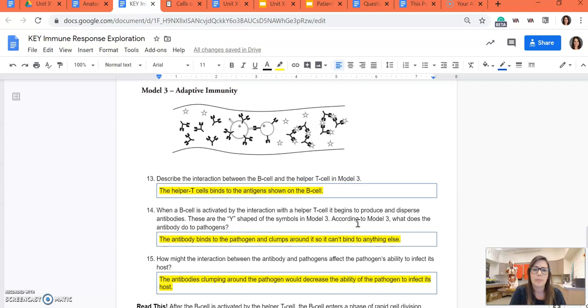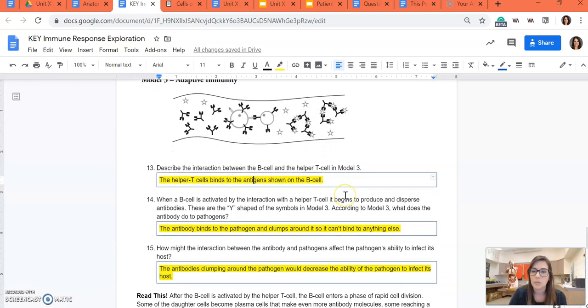Number 13, so what's happening here, the helper T cells bind to the antigens shown on the B cell. So that's right here. Here's the B cell, here's the T cell. They're binding to one another, and then they create these antibodies. So when a B cell is activated by the interaction with the helper T cell, it begins to produce and disperse antibodies, which are those Y-shaped proteins.